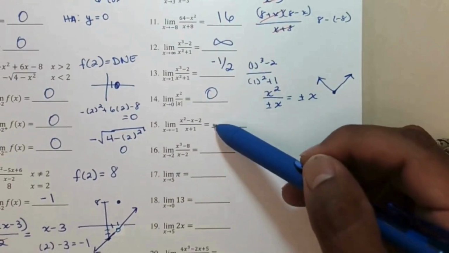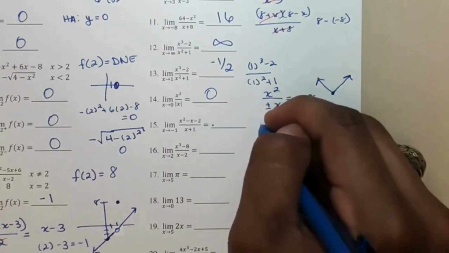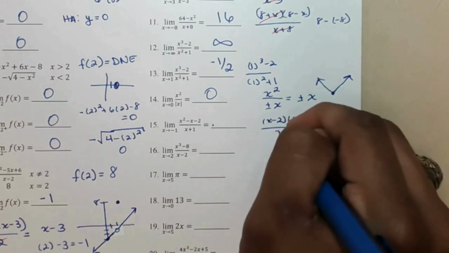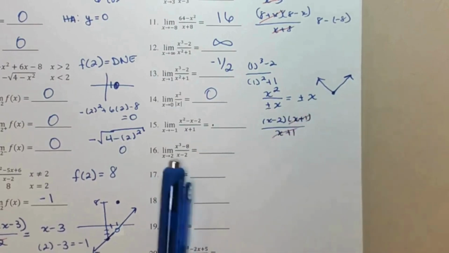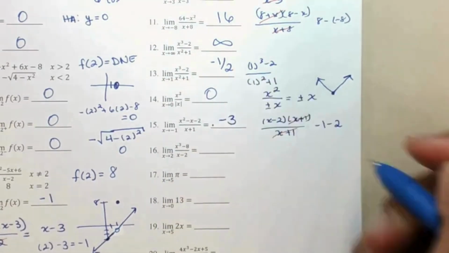This next one, if we direct substitute, we end up getting 0 over 0, so we need to factor it. And we see that we can eliminate something, and then we're left with x minus 2, where I can direct substitute and end up getting -3.